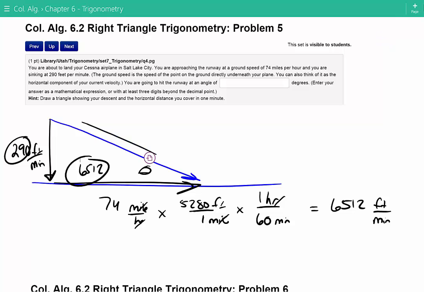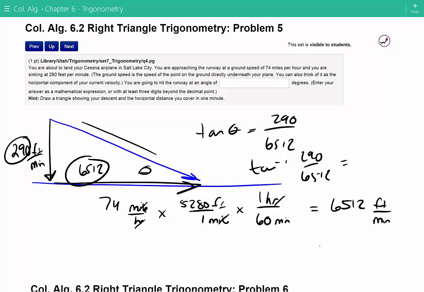So I'm using this 6,512 and the 290 to find the hypotenuse using the Pythagorean theorem. I'm sorry, actually you need to do inverse tangent. So tangent of theta equals opposite over adjacent, and then do inverse tangent. Inverse tangent of 290 over 6,512 gives you the angle, which in this case is 2.5499 about, if I'm pretty accurate here.